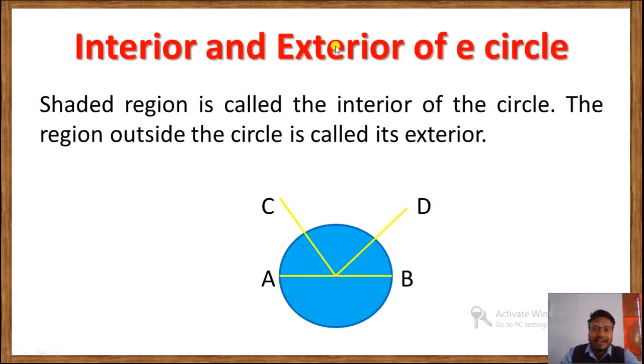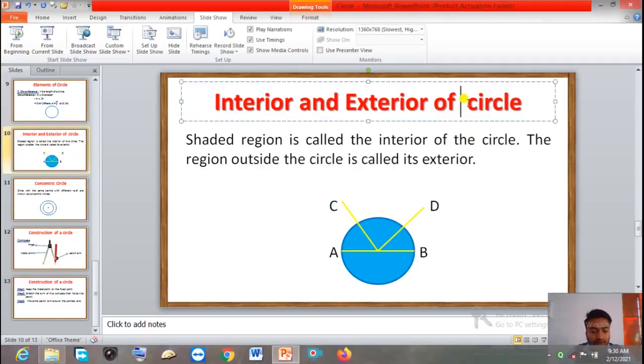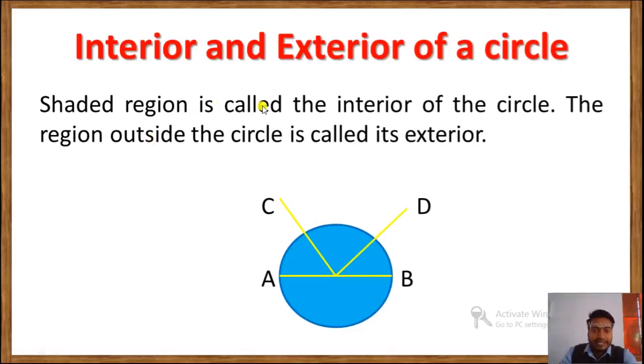Then we have the interior and exterior of a circle. The shaded region is called the interior of the circle. The colored part you can see is the interior of the circle. The region outside the circle is called its exterior. These parts are the exterior, and the points C and D are exterior points. Understood? Interior and exterior.